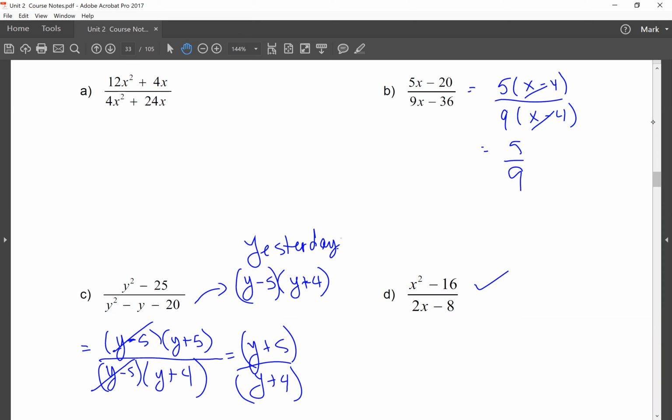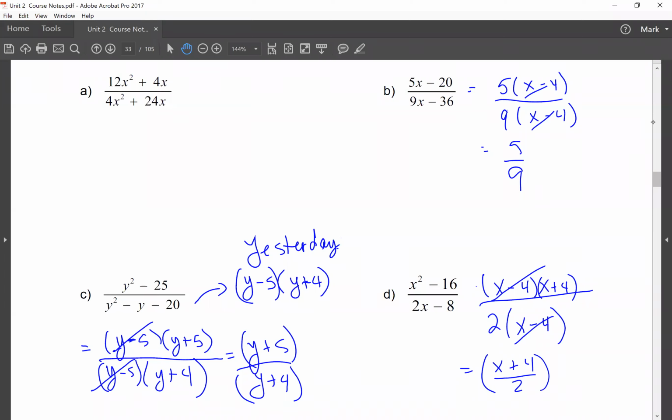D is a little bit more work because D is a difference of squares on the top. So this would be x minus 4 and x plus 4. And then on the bottom, I could factor out a 2. So then I would get x minus 4 here, and they cancel. So x plus 4 over 2. Let me just check the chat one more time, see if that's what everybody got. X plus 4 over 2. Perfect.